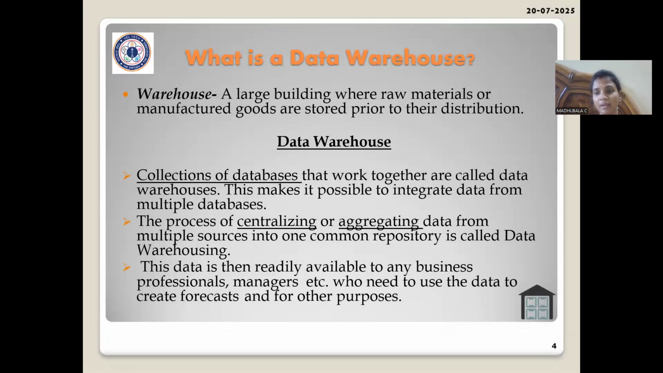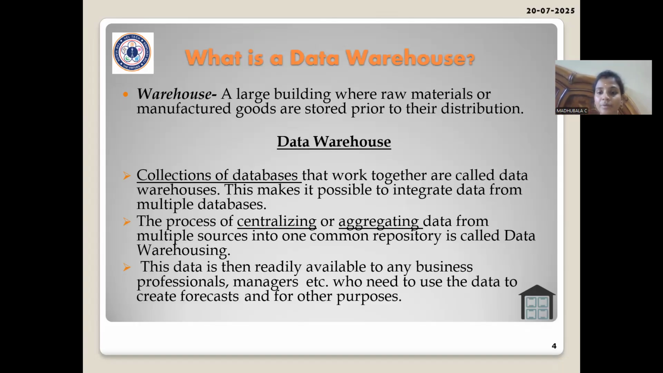Then the main thing, what is meant by data warehouse? It is a large building where raw material or manufactured goods are stored prior to their distribution. It is a collection of databases that work together, called data warehouses. A collection of databases, files, documents, Excel sheets, and many other things, which come under a collection of data that works together, are called a data warehouse.